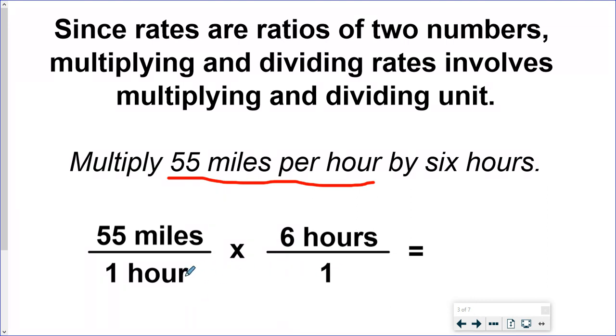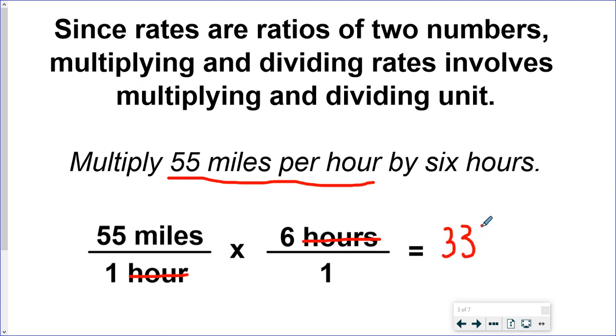But here I see there's the word miles on top. There's no miles here, but I have the word hour on the bottom. I have the word hour on the top. So I can go ahead and cross those out. That means the word hour is not going to be in my final label. And now all I want to do is take 55 and I'm going to multiply that by 6. So when I take 55, multiply that by 6, the answer for that is going to be 330.